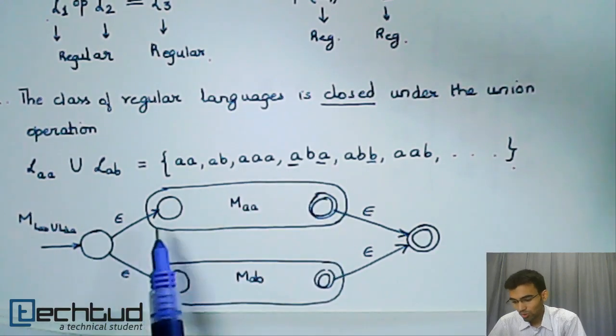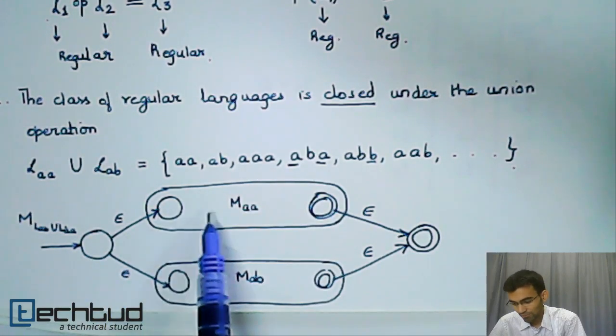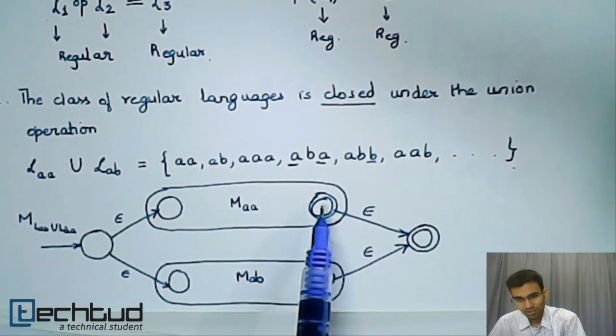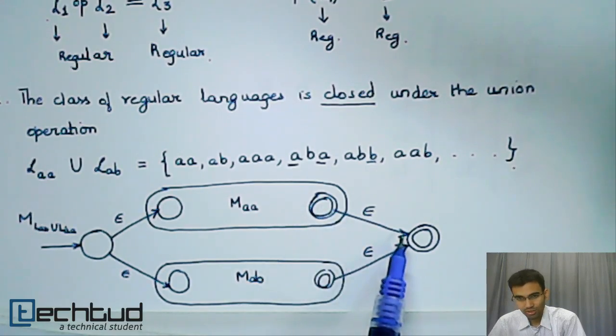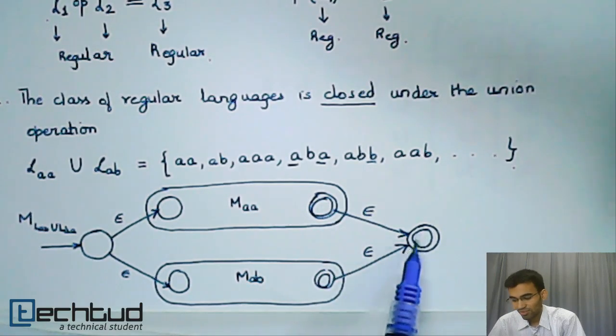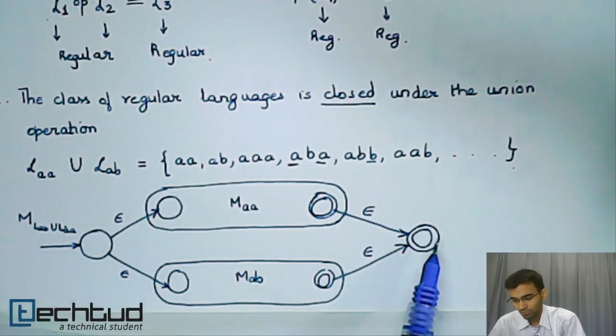But ABA will go through the DFA for MAA, reach a final state, and take an epsilon transition without reading anything and reach the final state of the overall machine.